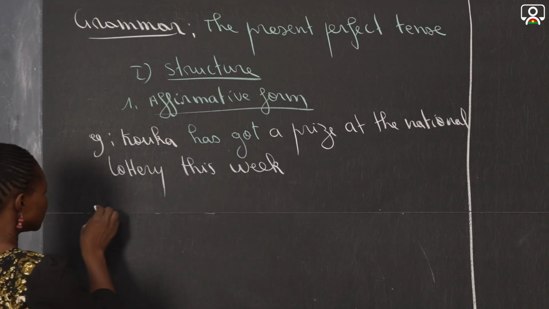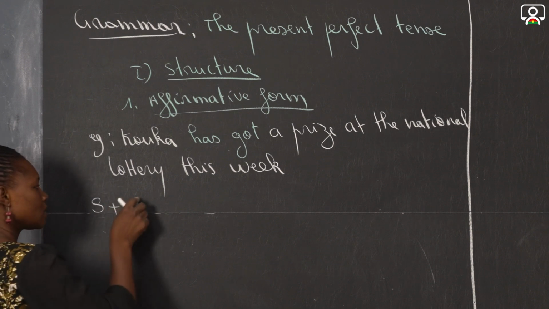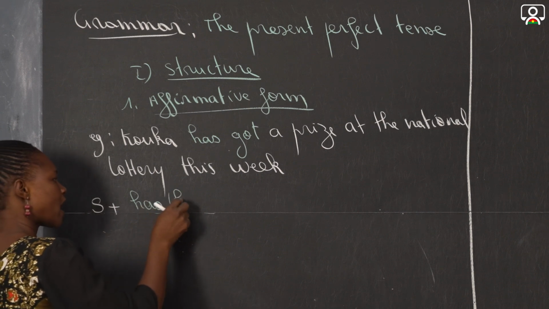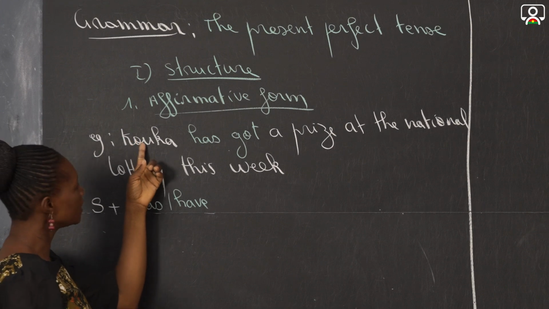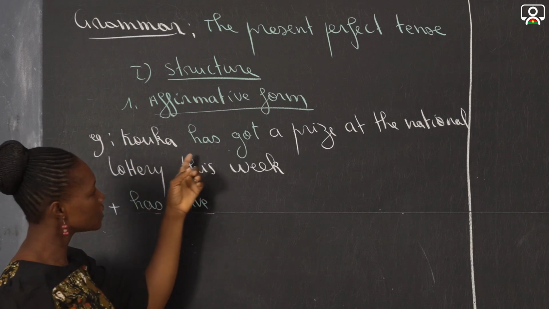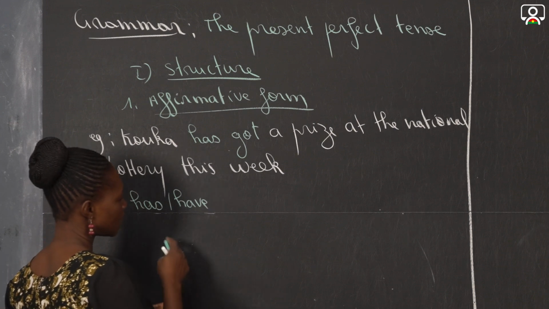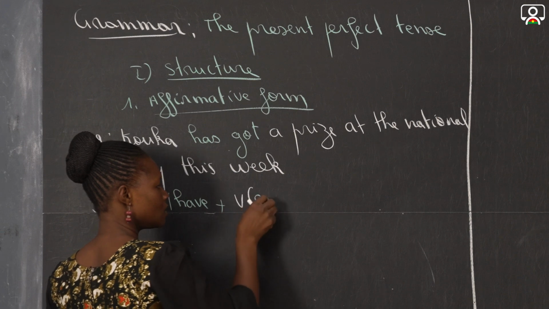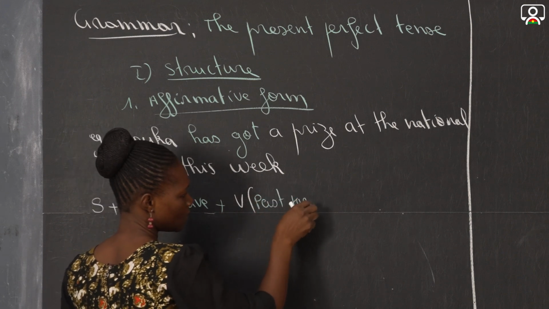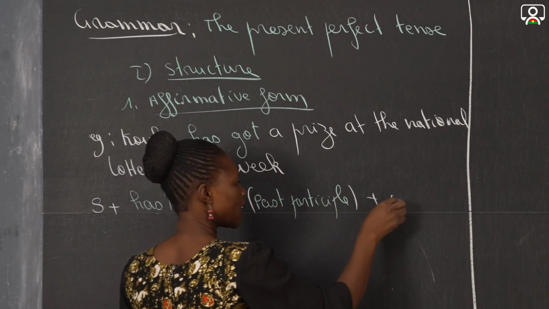As a rule, we can say that in the affirmative form we begin with subject, plus has or have. It depends on the subject. Here, Kuka is the third person singular. This is why we have has. So subject plus has or have plus the past participle of the verb, and plus object.